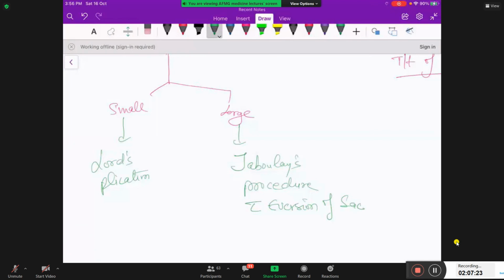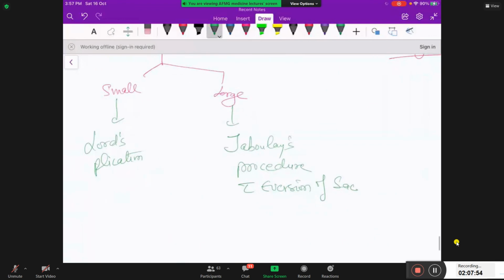Jaboulay's procedure में क्या कर रहे हैं? Eversion of the sac. Because it's a big hydrocele, it is difficult to plicate it. We just evert it. आपने खोला tunica vaginalis को, टेस्टिस ऐसे बाहर आ गई, आपने vaginalis को ऐसे evert कर दिया. जो लेयर थी, जो ऐसे अंदर बंद थी, उसको आपने बाहर खोल दिया. अब ये जो secrete करेगी fluid, जो scrotum है, जो scrotal sac है, वहां से fluid absorb हो जाएगा. So this is called eversion of the sac. So this is how we manage primary hydrocele.